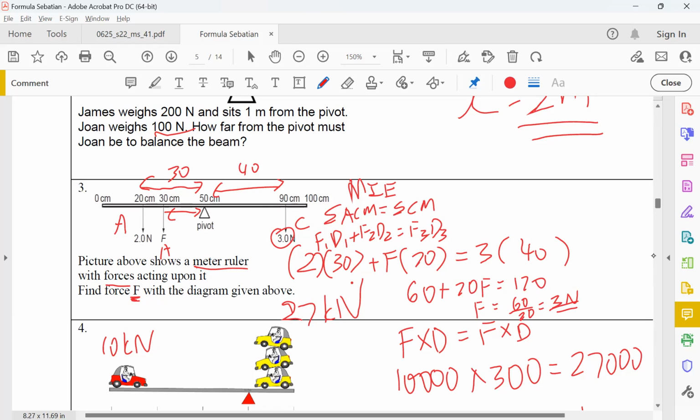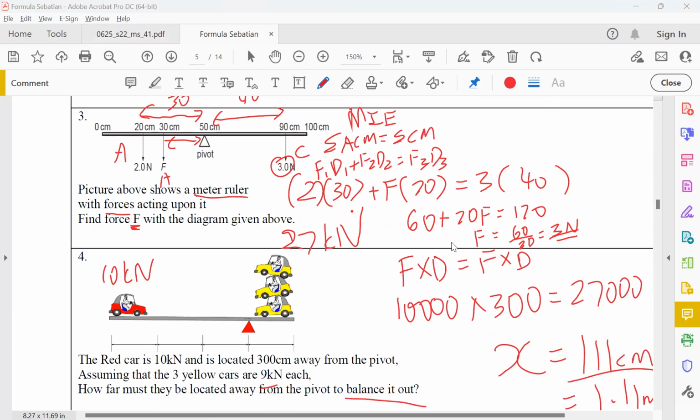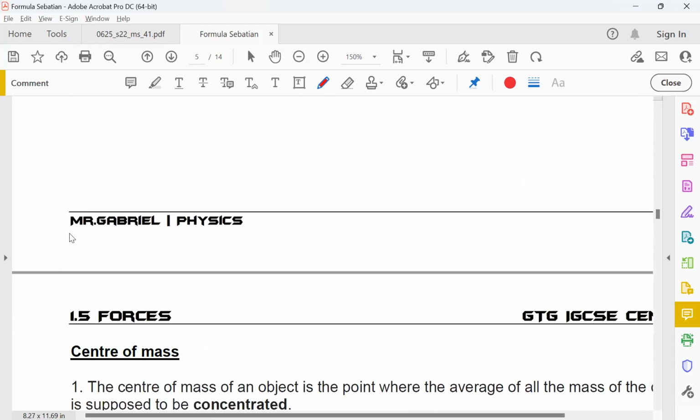Very, very important. Anyone don't know how to do this? This is very important. Everyone understand what I'm talking about? Anyone's got any questions for this part here? Okay, good. If there's no questions, then we move on.